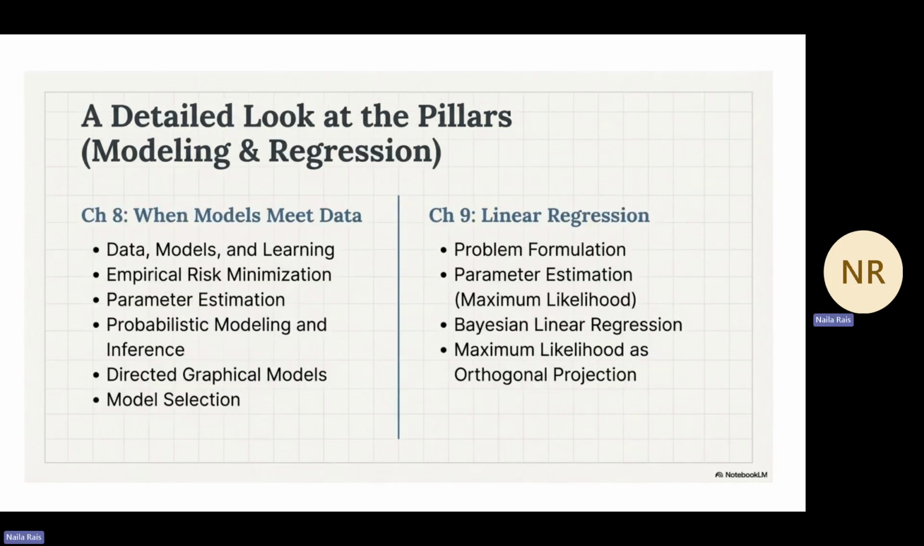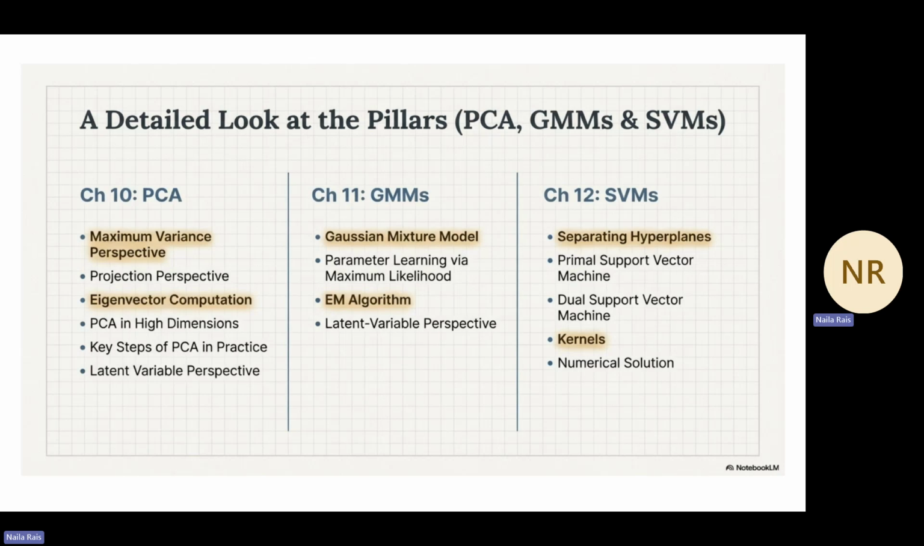If we take a detailed look at the pillars, modeling and regression. Chapter 8, when models meet data: data, models, learning, empirical risk minimization, parameter estimation, probabilistic modeling and inference, directed graphical models, model selection. Chapter 9 is linear regression: problem formulation, parameter estimation, maximum likelihood, Bayesian linear regression, maximum likelihood as orthogonal projection.